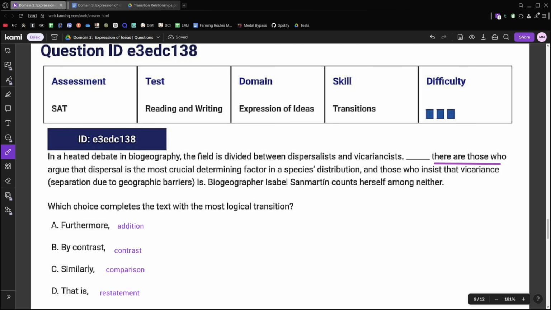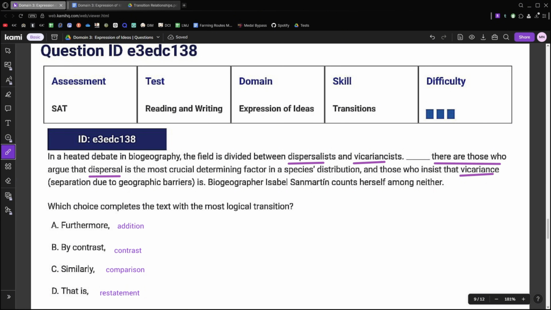In a heated debate in biogeography, the field is divided between dispersalist and Vicaria, whatever that is. Blank. There are those who argue that dispersal is the most crucial determining factor, and those who insist that Vicaria, whatever, is. So there's one important thing that you should notice here. They have the word dispersal here, and they have the word dispersal here. They have the word Vica whatever here, and the word Vica whatever here.